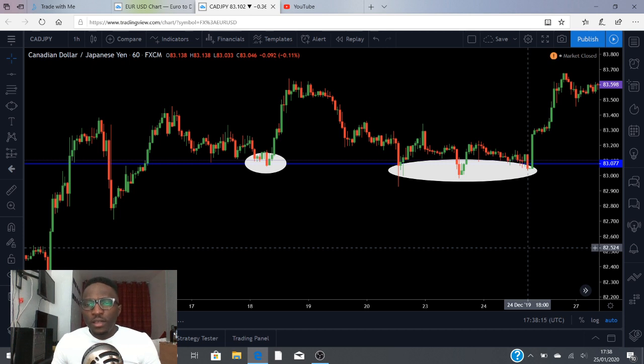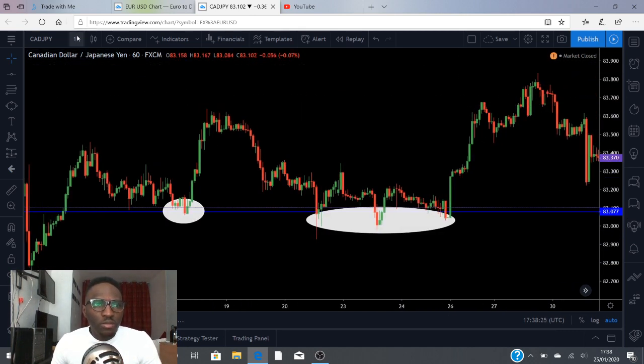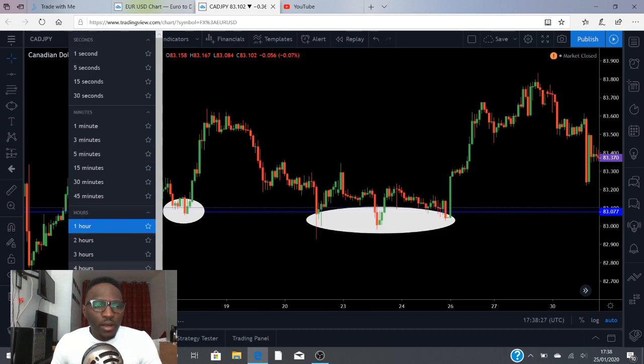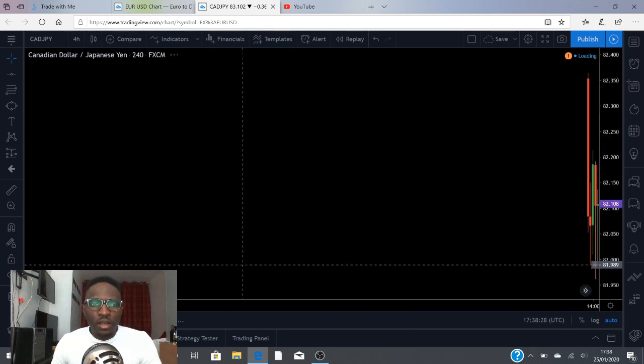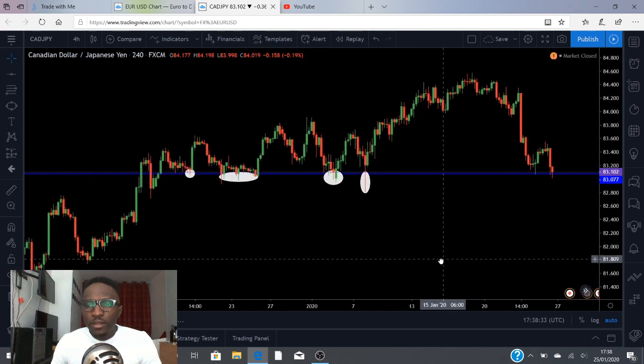So we got an inverted head and shoulders on a 5-minute chart. We got a double bottom on a 1-hour chart, and now we have a major support level on a higher time frame, still a 1-hour time frame. So we can get a general idea of what the market has done. Let's bump this up to the 4-hour chart and look at the current level.